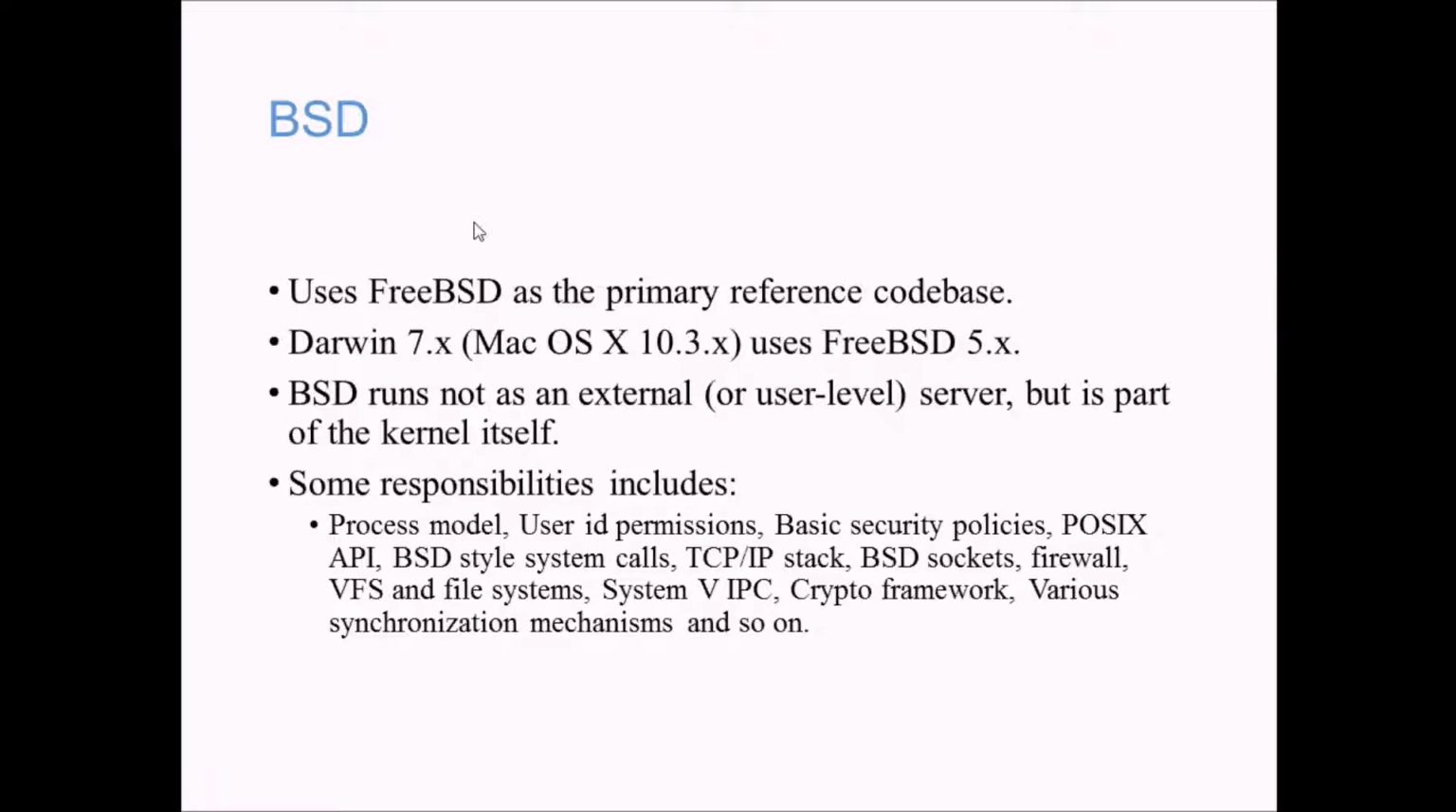the base code of BSD, which was developed by the California based university. Darwin 7.x in Mac OS X 10.3.x uses this FreeBSD, and BSD runs not as an external or user level server, but as part of the kernel itself. So the kernel part of the operating system uses this as a code base, and some of its responsibilities include process models, user ID permission.